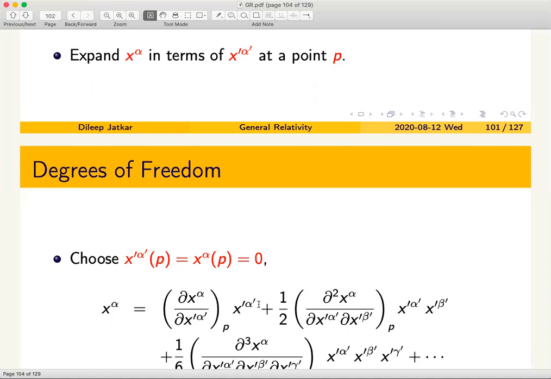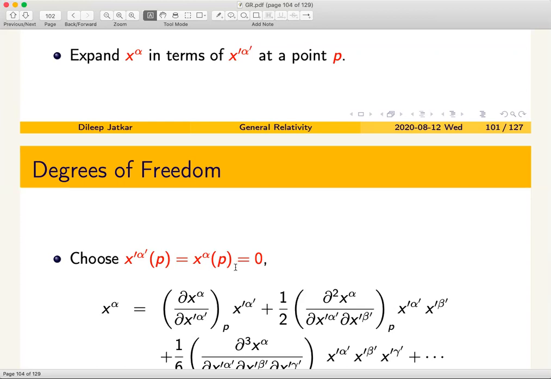I should have actually written down x prime alpha prime minus x prime alpha prime 0, but since x prime alpha prime 0 has been assumed to be 0, I didn't have to write that. Otherwise a typical Taylor expansion would have an x minus x naught kind of piece sitting around. Our choice of x naught is 0.